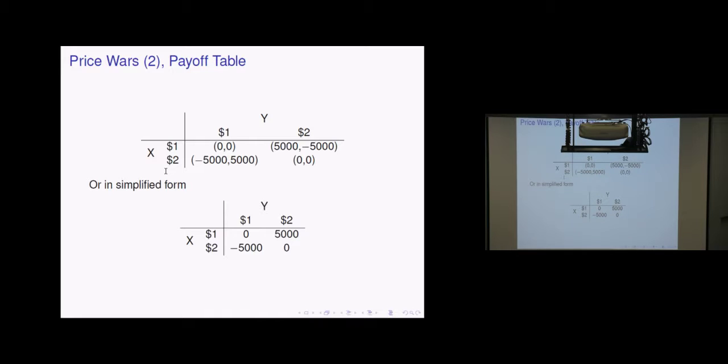In simplified form, you only look at player 1's payoff. So this here is 0. In the $1, $2 situation, he gets 5,000. In the $2, $1 situation, he gets minus 5,000. The other one is 0. So the payoff is like this, and the simplified version is like that.